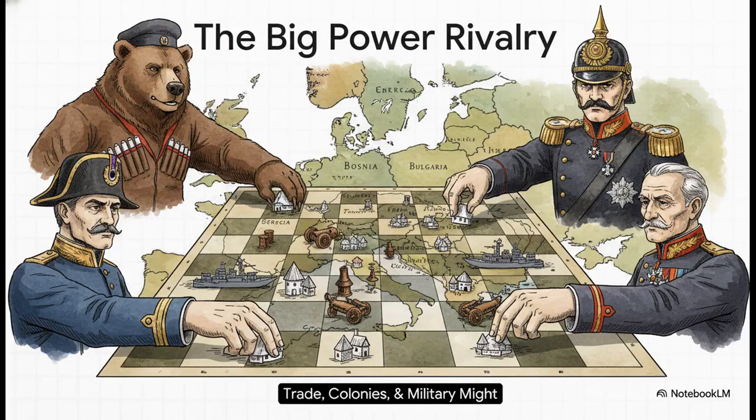And who were these big powers playing this dangerous game? We're talking about Russia, Germany, England, and Austria-Hungary. Every single one of them was trying to get a foothold in the region, trying to expand their own power. They were all competing for trade, for colonies, for military strength. And they did it by stirring the pot, manipulating all those local conflicts to serve their own imperial goals. For them, the Balkans was just a prize to be won.